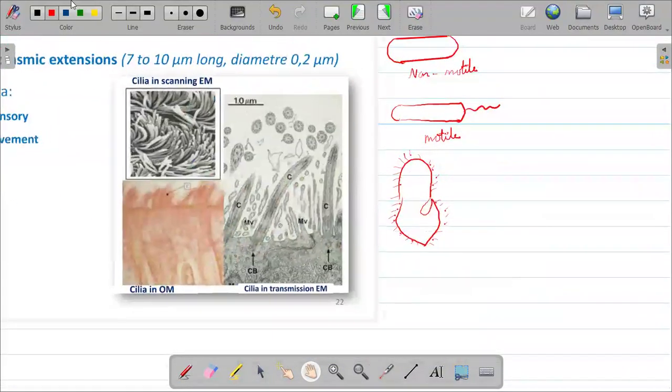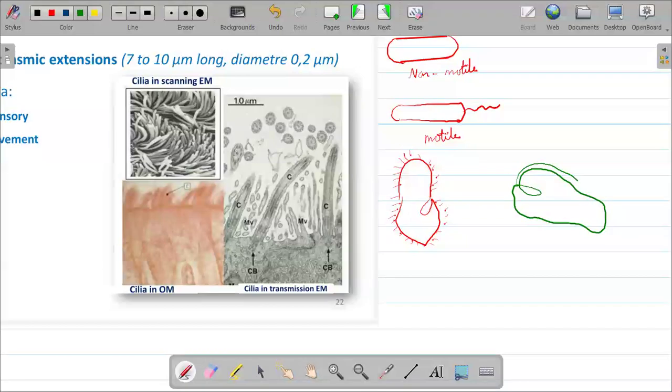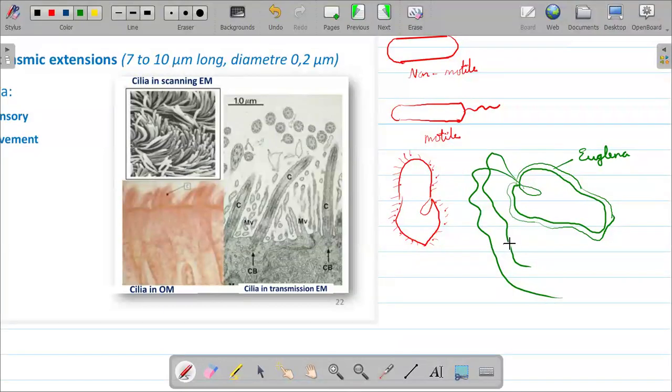At the same time, I have another organism. It's called a connecting link between the plant and animal kingdoms. What is that organism called? Option A, Euglena. Option B, slime molds. It's called Euglena. Yes, in Euglena also, for locomotion, they have cilia or flagella.